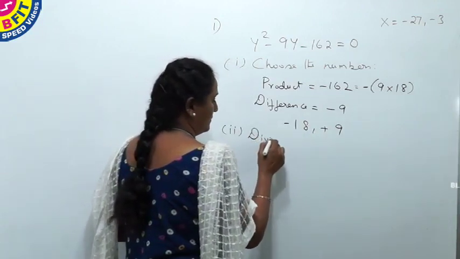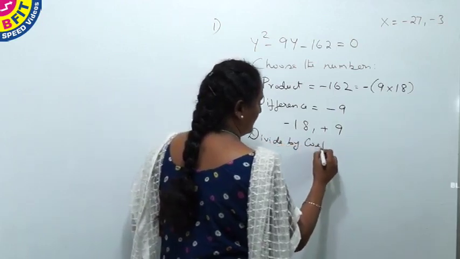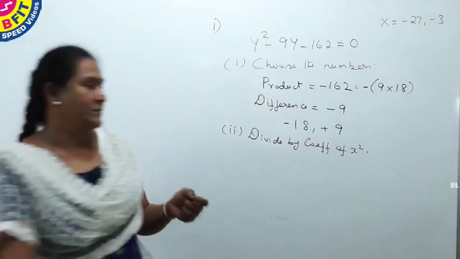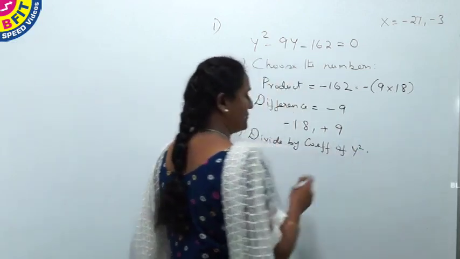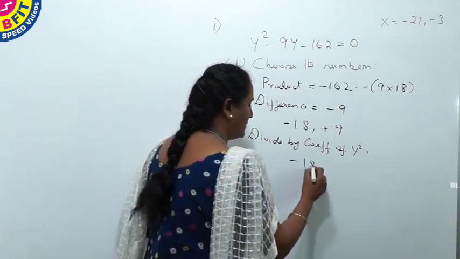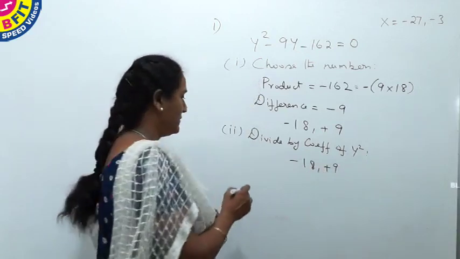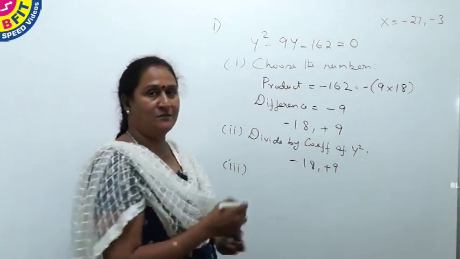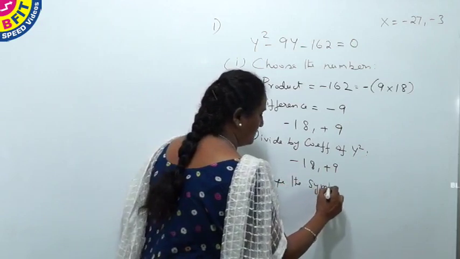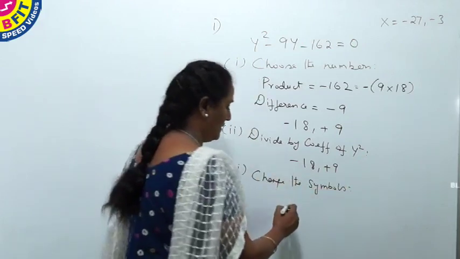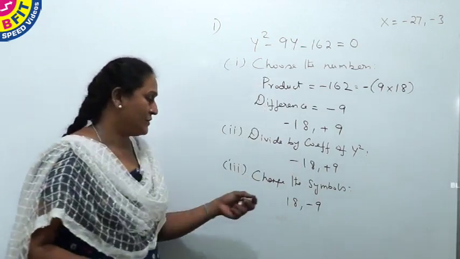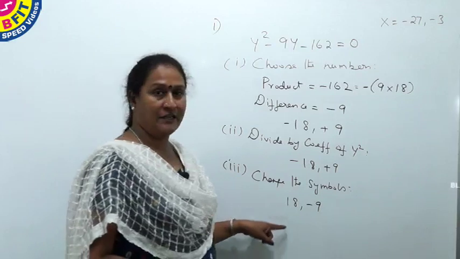Now divide by the coefficient of x square. Again here, this is a variable in y, so divide by the coefficient of y square. Again the coefficient is 1 for y square, so you have the same numbers in the second step also. The third step, change the symbols of these numbers. So you have minus 18. One value is 18, the other one is minus 9. So the solution for this equation, that is the values of y, we have 18 and minus 9.